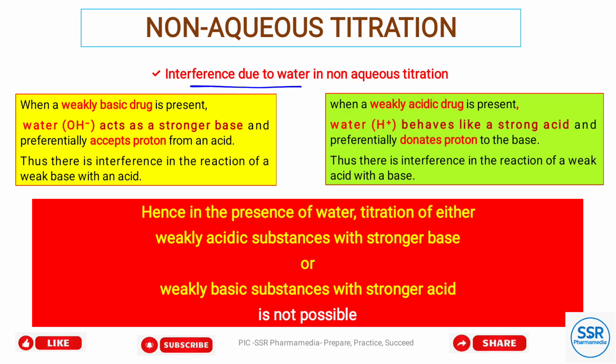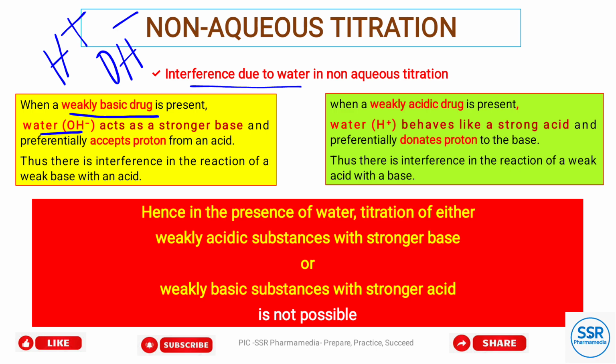Interference due to water in non-aqueous titration, when a weakly basic drug is present. So, when a weakly basic drug is present in water, when it dissolves in any acids or bases, it dissociates into H plus and OH minus ions. So, it acts as both acidic character and basic character. Water has both acidic and basic character.